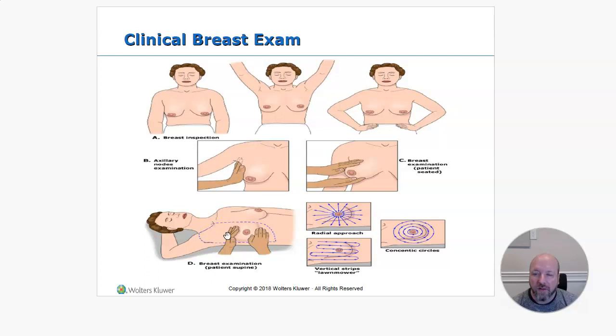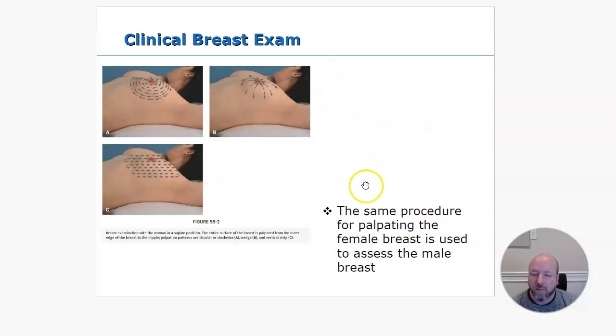Doing clinical breast exams, you can see the different positions the patient has to go in, arms up, arms down, just to really see the symmetry. Then palpation, you can see there's different approaches. You can do radial approach or vertical. Really just make sure that you're really covering the entire breast and assessing it. Here's more examples, just using different techniques.